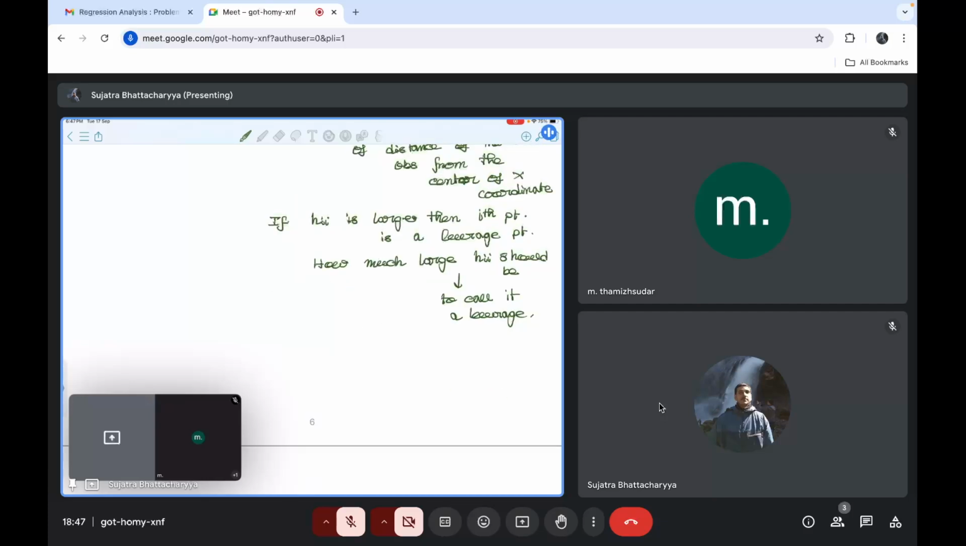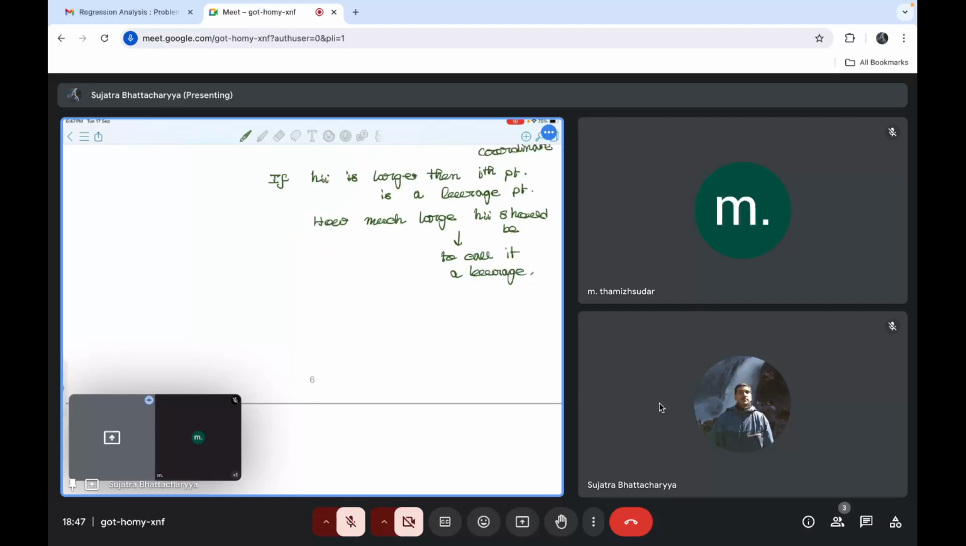In the assignment question also, I was talking about how HII should be large, and we found that there is one largest value. That observation should be the leverage point. That is correct, no doubt. But up to what extent can I say that it is not a leverage point, but after that I can call it a leverage point? That is what is missing right now.